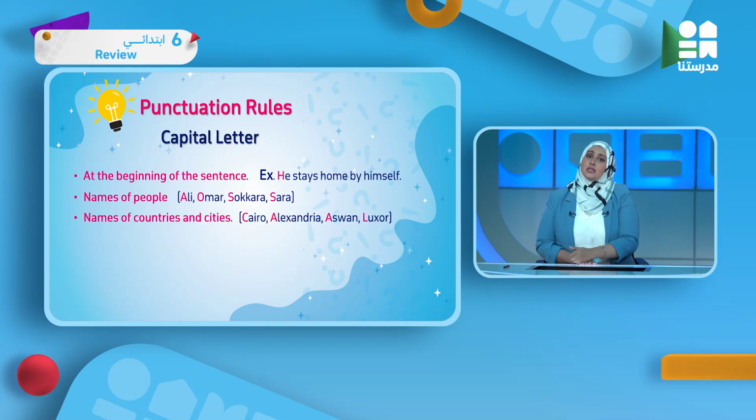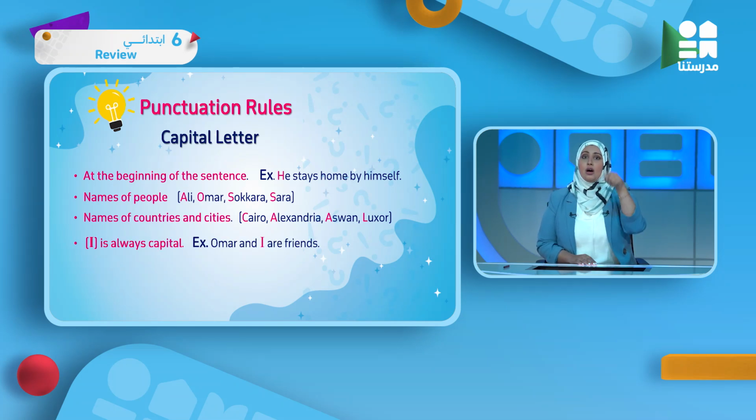Names of countries and cities. All countries and cities must also have the first letter capital. Like what? Cairo, the C is capital. Alexandria, A is capital. Aswan and Luxor. Again, all the first letters have to be written in capital. What else? I. When I say I am busy, I has to be capital all the time. Even in the middle of the sentence, it must be capital.